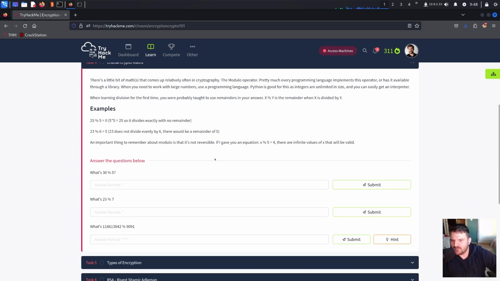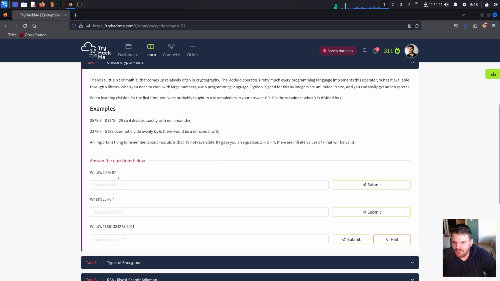An important thing to remember about modulo is that it's not reversible. If I gave you an equation x modulo 5 equals 4, there are infinite values of x that will be valid. Answer the questions below.